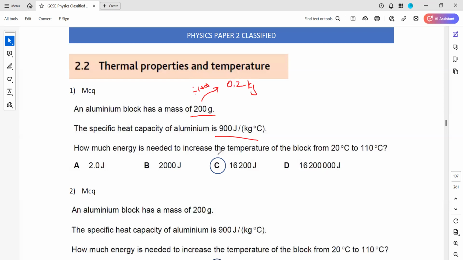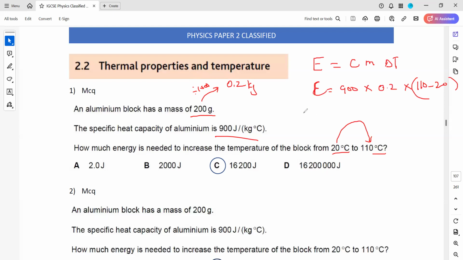How much energy is needed to increase the temperature from 20 to 110? So we have the formula that energy E is equal to c m delta T, where c is the specific heat, m is the mass, and delta T is the temperature change. The specific heat is 900, that's given. The mass is not 200, the mass is 0.2. And the temperature change starts from 20 and ends at 110, so it increases by 90, or you can also write 110 minus 20. Temperature change is always the greater value minus the smaller value.